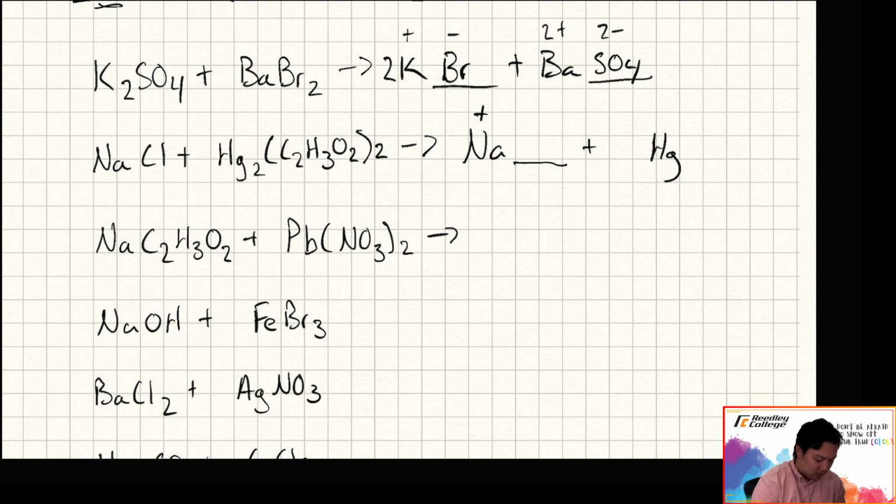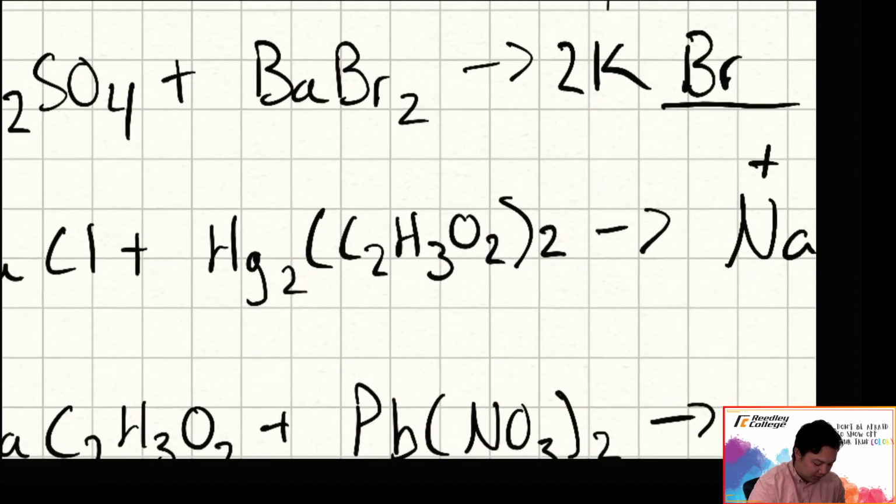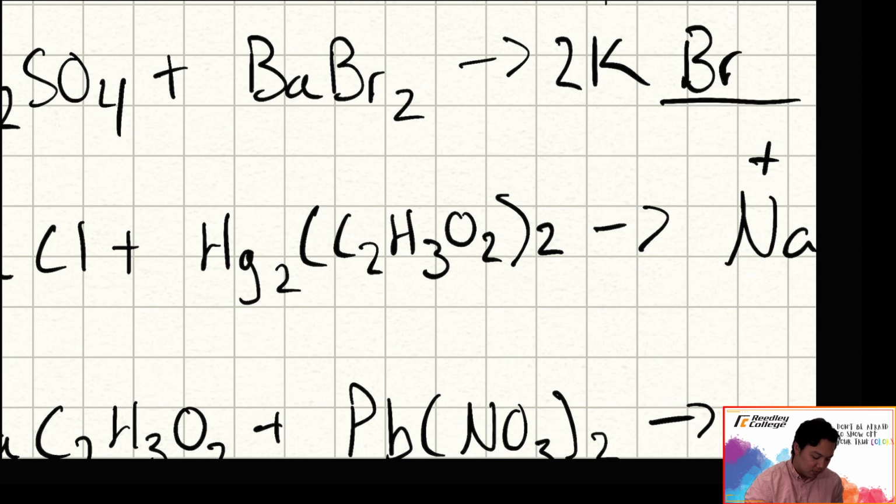So let's just focus in here on mercury acetate. If we know that each acetate has a -1 charge, and we have 2 acetates, that means the overall charge, I'll write it like this, is -1 multiplied by 2, which is going to be equal to a -2 charge.